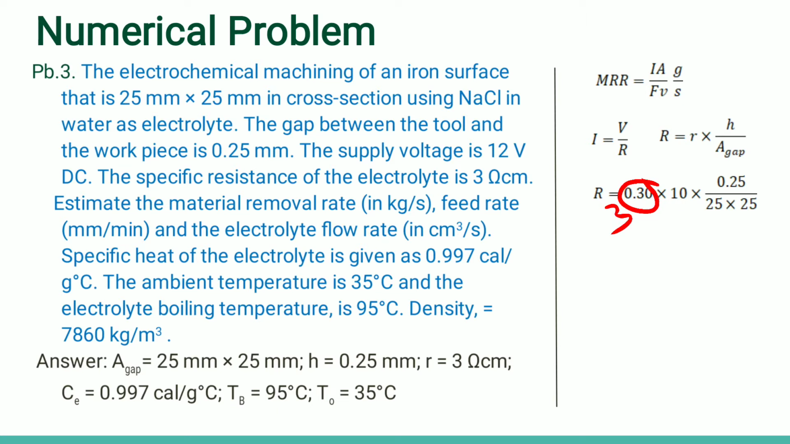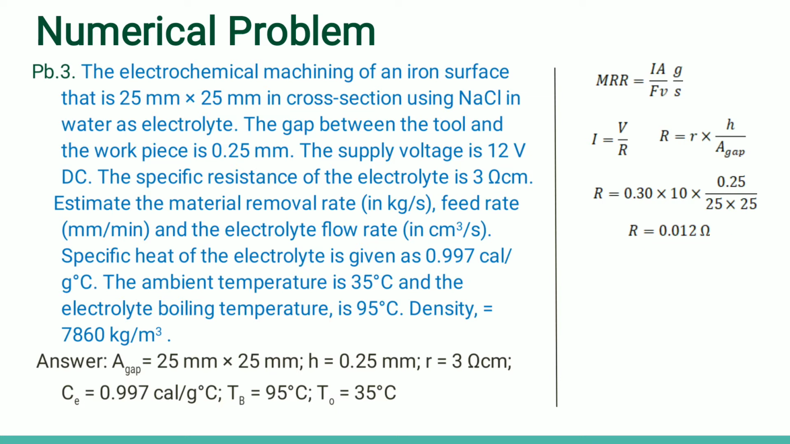Okay. So 3 into 10, again I'm converting this 3 ohm centimeter into ohm into mm. So the rest is same. The value of h is in mm, and the area of this gap is in mm square. So this is 25 into 25. When you calculate it, you will get this value as 0.012 ohm. Okay, so this is the value of r.